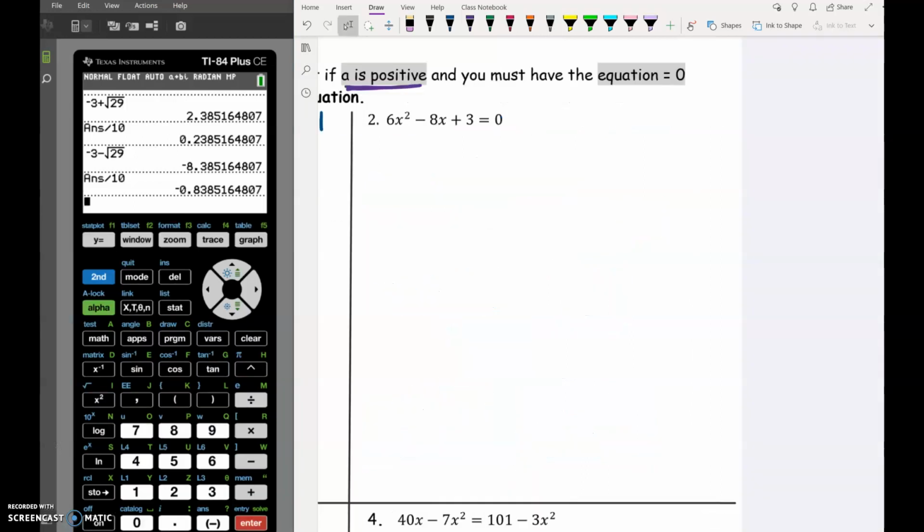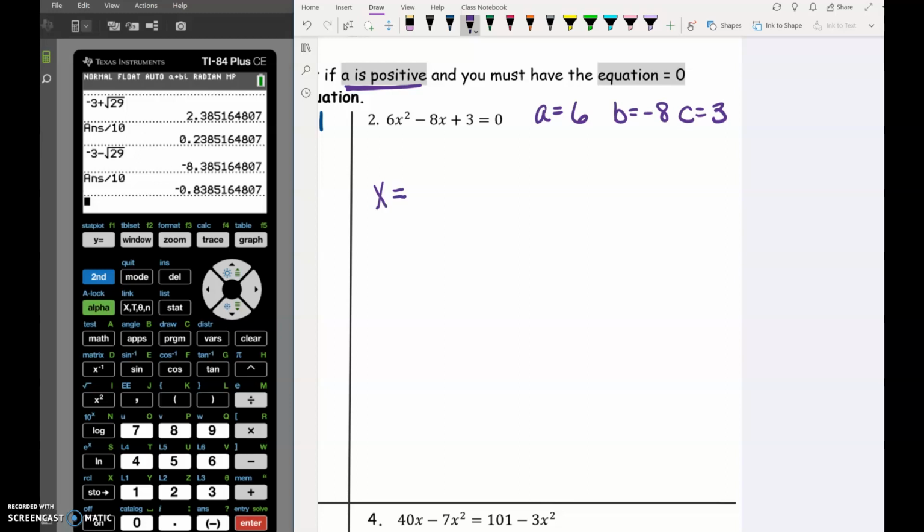Whoa. Number 2, especially as you're just starting out with this, it is helpful to write down what A is, what B is, what C is. So in number 2, A is 6, B is -8, C is 3. This one is written correctly. It says equals 0, and our x squared term is positive, so everything is fine and dandy. Get your A, B, and your C.